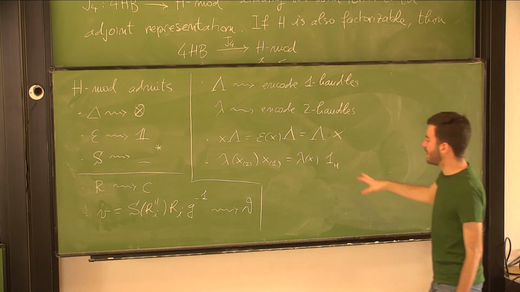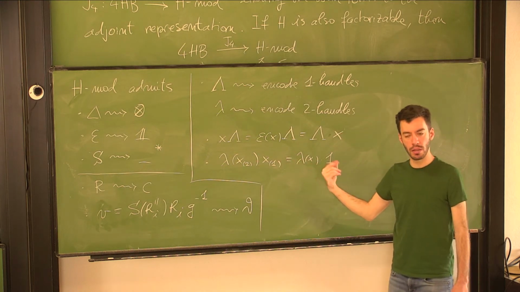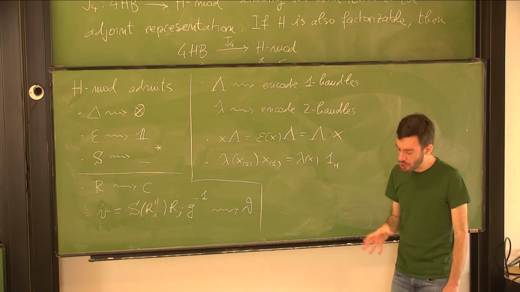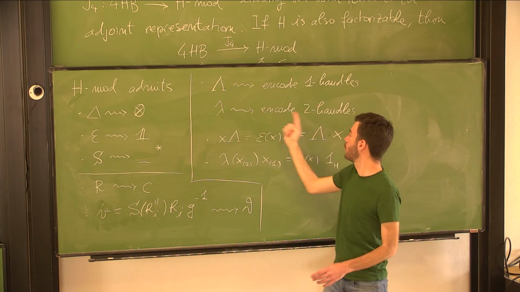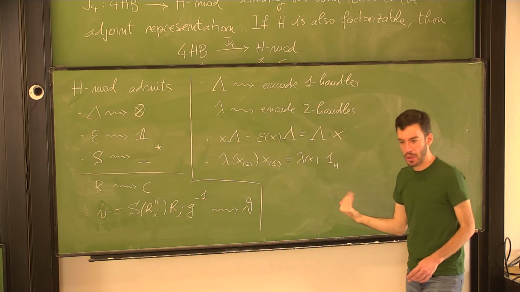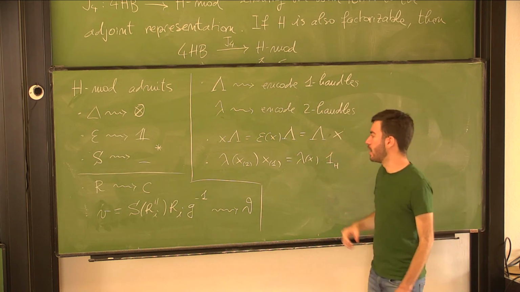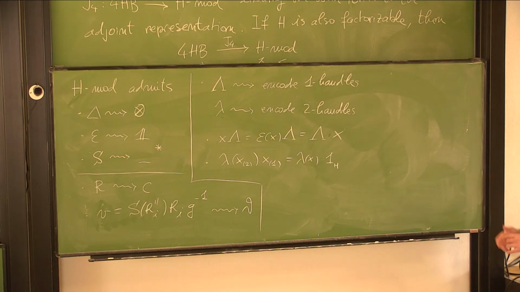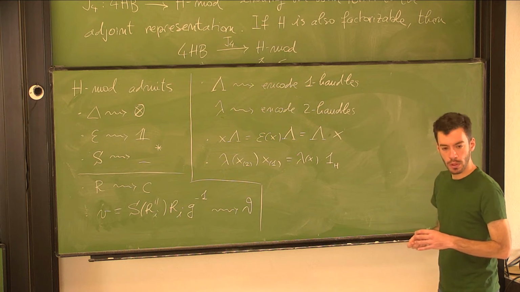And I claim that this kind of algebraic relation is what ensures that encoding two handles with lambda gives something which is invariant under handle slides in some sense, and this gives invariance under cancellation of one handles with two handles. Physically, is it satisfying this property as well?